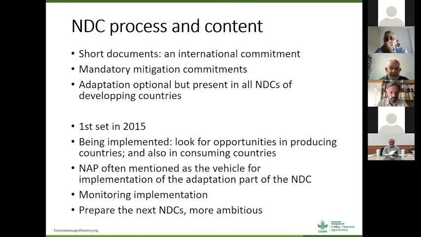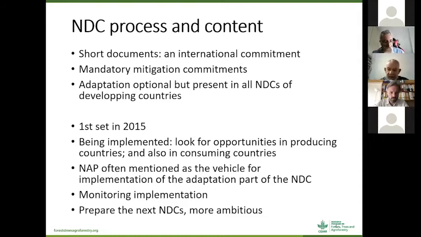So what we really can do, as I've said, it's broad orientations and principles. So now we need to look for opportunities in the implementation of the NDCs, in producing countries, of course, but also in consuming countries. And this is where bioeconomy can be included. And to make the link between NDCs and national adaptation plans, the national adaptation plans are often mentioned in the NDC as the vehicle for the implementation of the adaptation part. Then, as I said, they are documents, but they are also processes with monitoring of the implementation and the preparation of the next set of NDCs. And there again, there are opportunities to be seized in order to support making the NDC more ambitious.